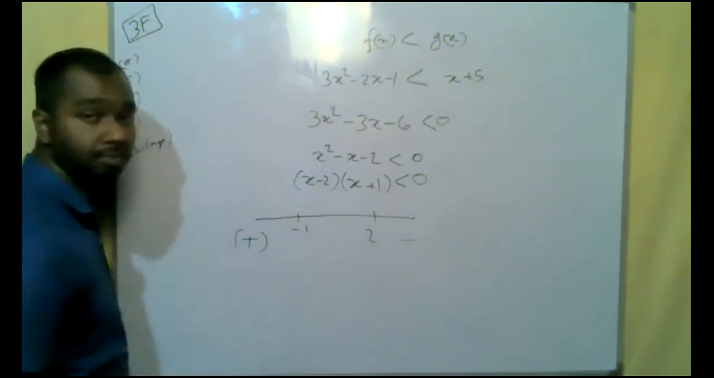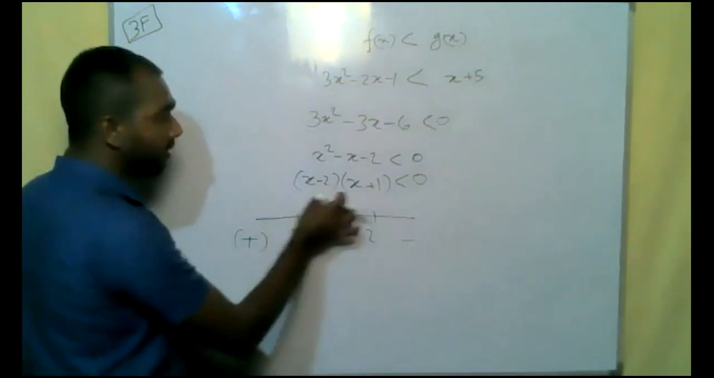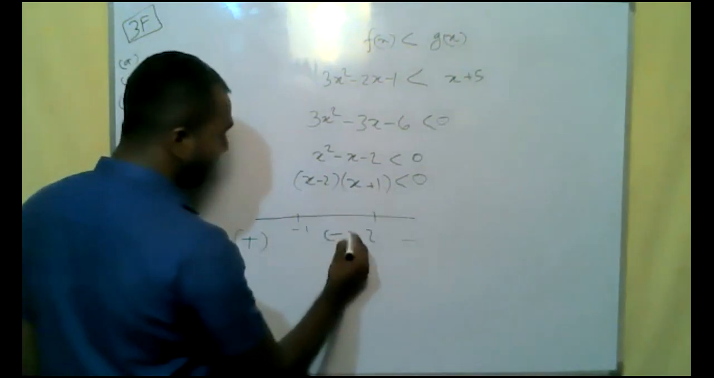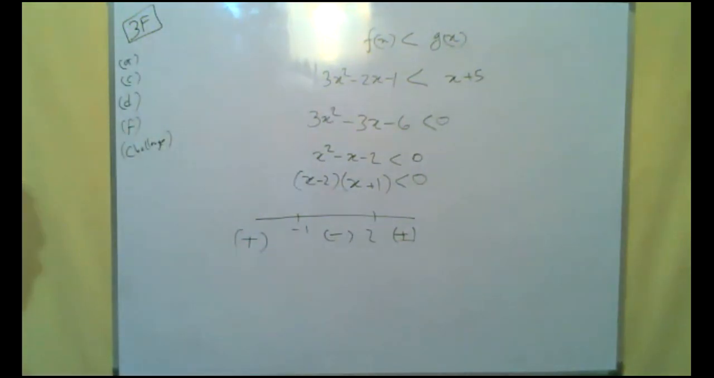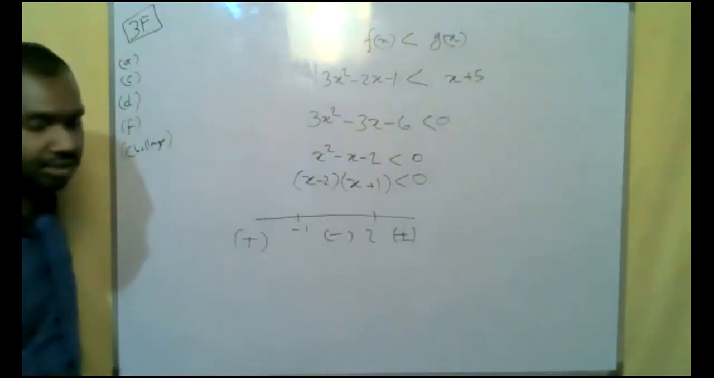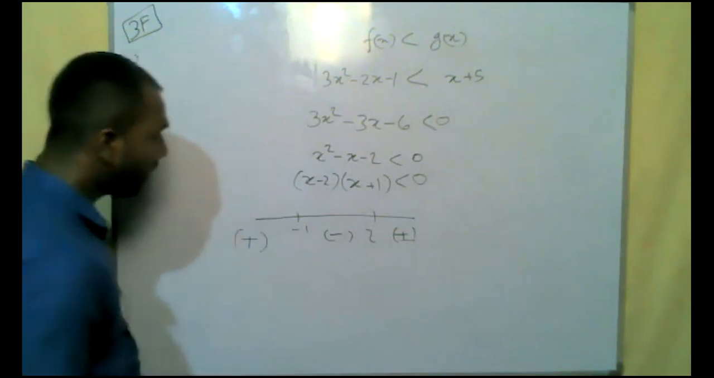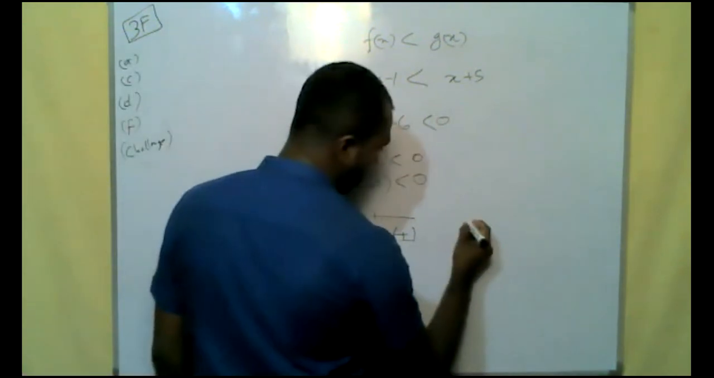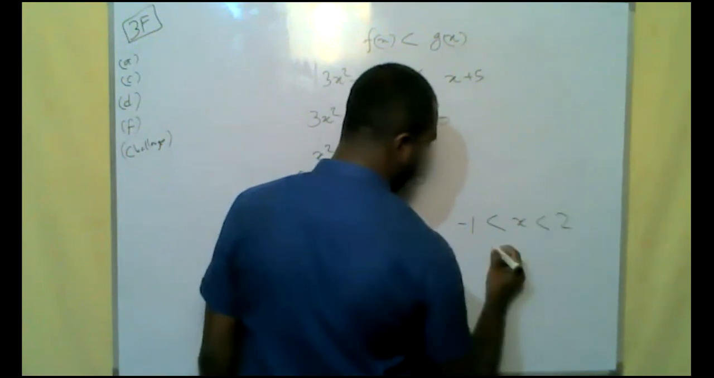Number like 0, what is happening? This part becomes minus, this part becomes plus. Minus into plus, it is minus, and this part again comes plus. So plus, minus, plus. But we need our answer in which region? It should be less than 0. So our region of x will be minus 1 to plus 2.